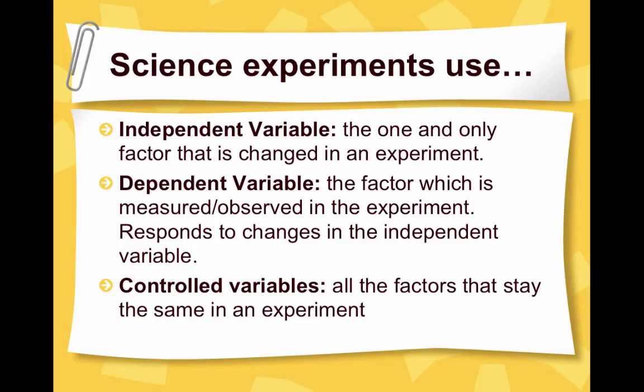So independent variable is the one that the experimenter changes, the one that they're in control of, and I like to think of it as independent means input. So it's what the experimenter is inputting into the experiment.